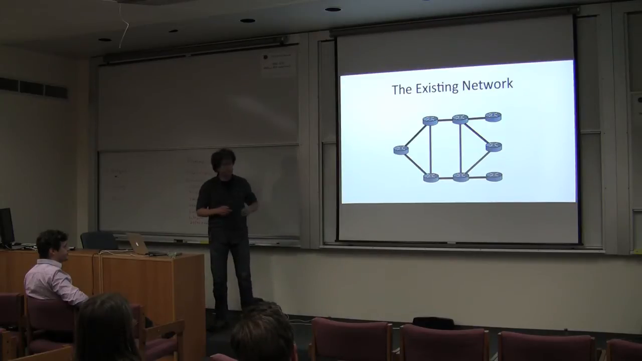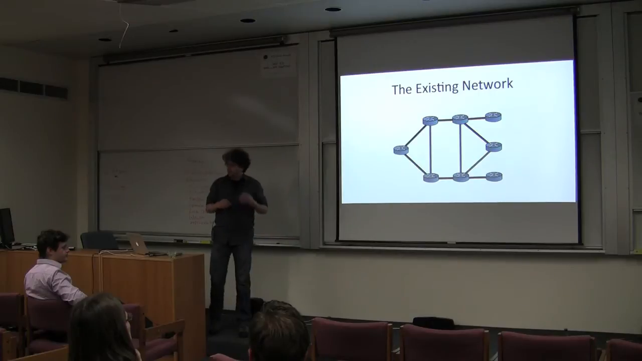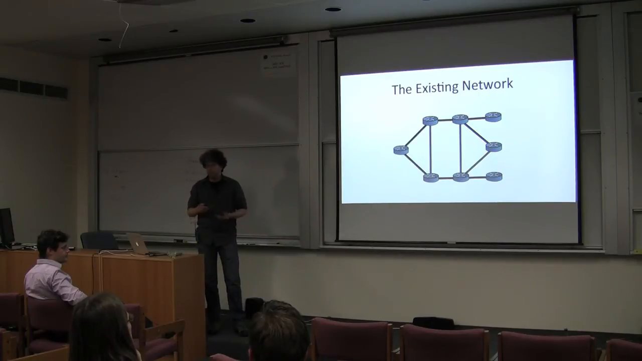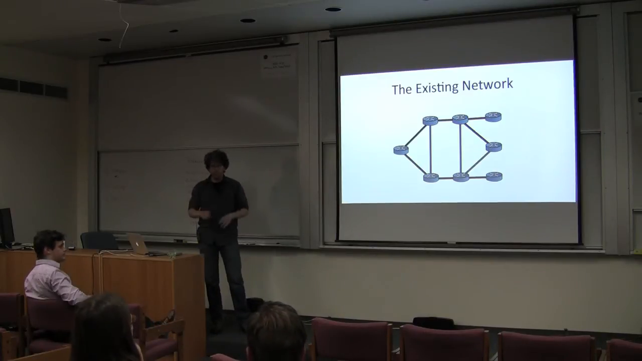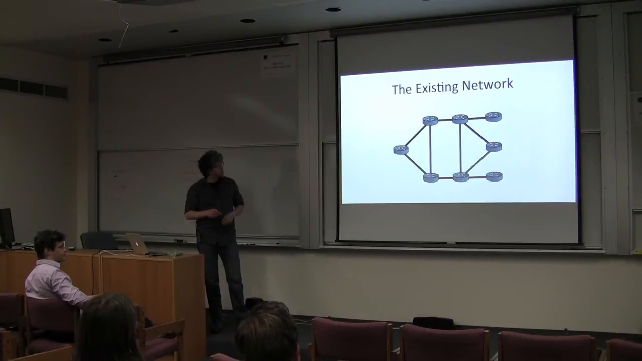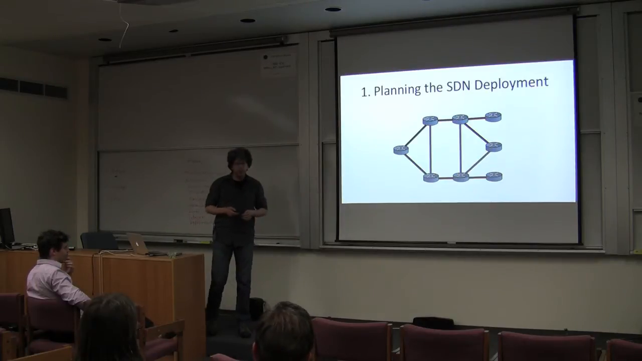So let's have a look at this very simplistic representation of an enterprise network. Panopticon can reason about both layer 2 and layer 3 devices. But for the sake of simplicity in this talk, let's just reason about this as a layer 2 Ethernet network that's running a spanning tree protocol. So the first thing that we need to do is figure out how to plan the deployment.